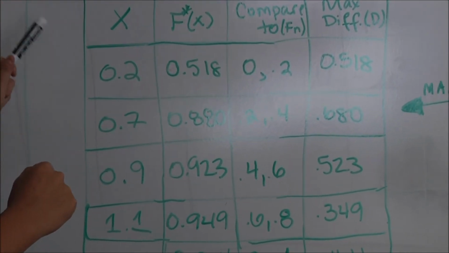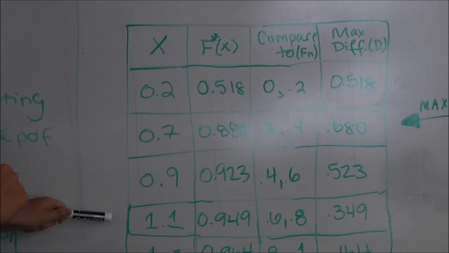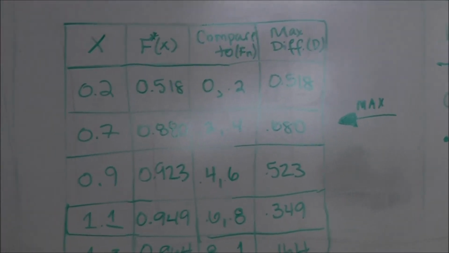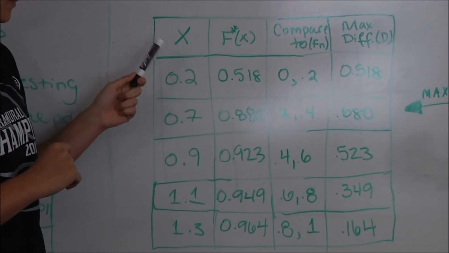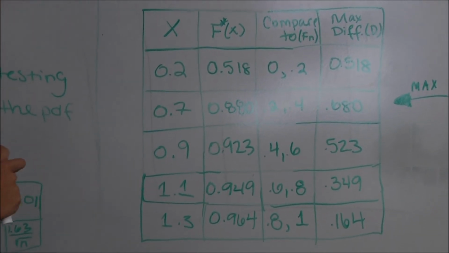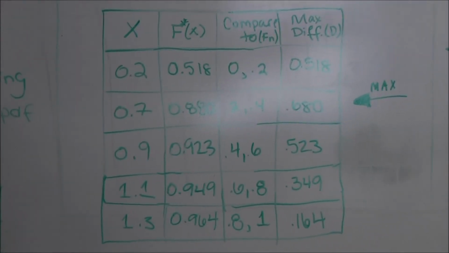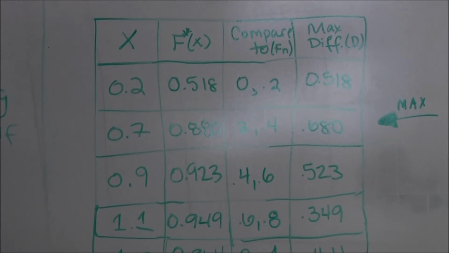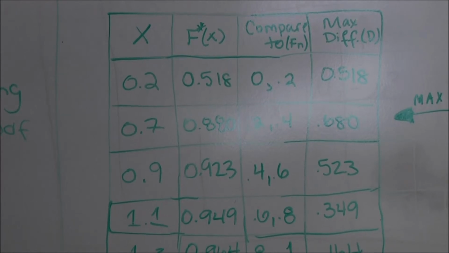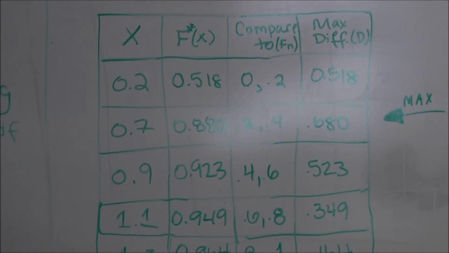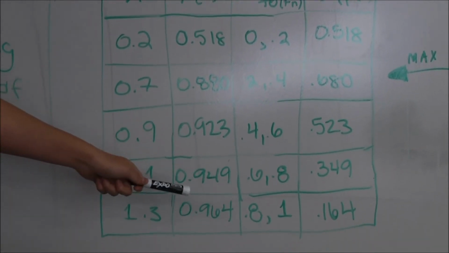So this table is made up of 4 columns, the first being our observations, 0.2, 0.7, 0.9, 1.1, and 1.3. The second being F of x valued at our observations, and it's 0.518, 0.880, 0.923, 0.949, and 0.964. The third column is our Fn, which is our empirical distribution, and that's just 1 over our number of values, which is 5. And we're taking the limit from the left and the right, so that's why we have these 2 values, 0 and 0.2, and you just do that down the rest of the column.